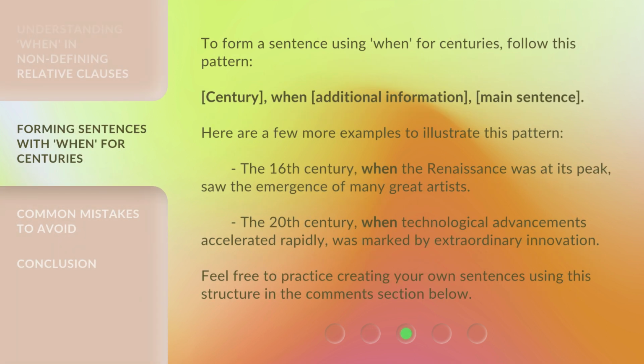To form a sentence using when for centuries, follow this pattern. Century, when, additional information, main sentence. Here are a few more examples to illustrate this pattern. The 16th century, when the Renaissance was at its peak, saw the emergence of many great artists. The 20th century, when technological advancements accelerated rapidly, was marked by extraordinary innovation. Feel free to practice creating your own sentences using this structure in the comments section below.